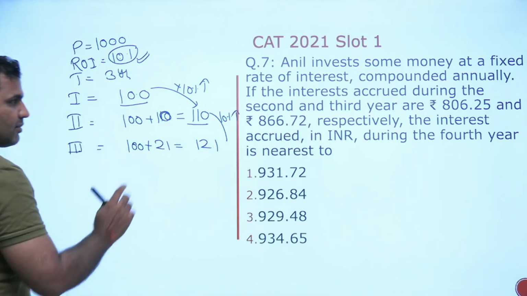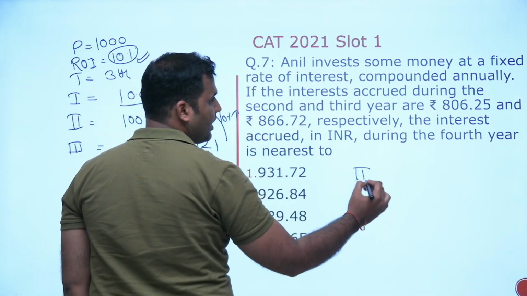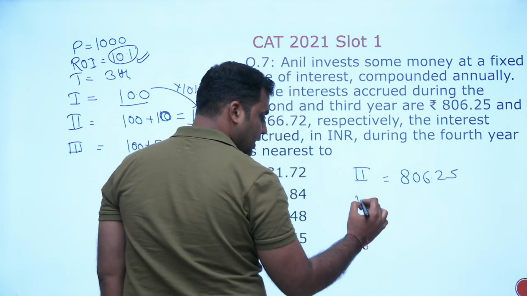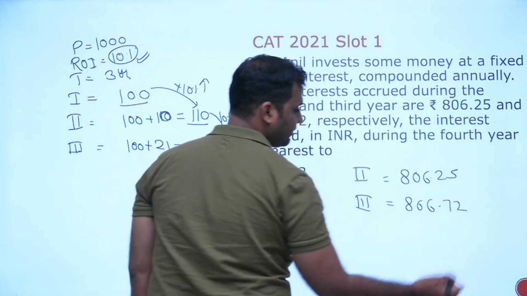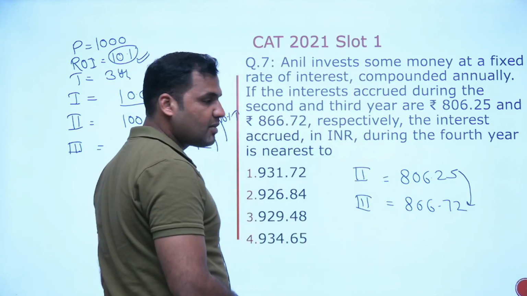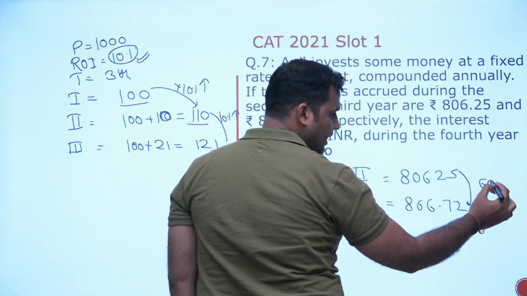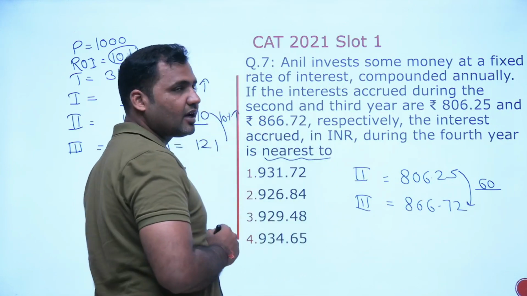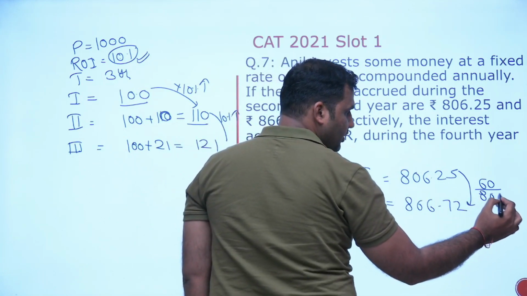Now you see that there is some amount of money that you're spending. What is that amount of money? We do not know. But in the second year you got an interest of 806.25. In the third year you are getting an interest of 866.72. So you just need to see how much the increment was. You can clearly see that the increment here is approximately 60, because I do not need the exact answer. I need to find the nearest answer. So an increment of 60 on 806.